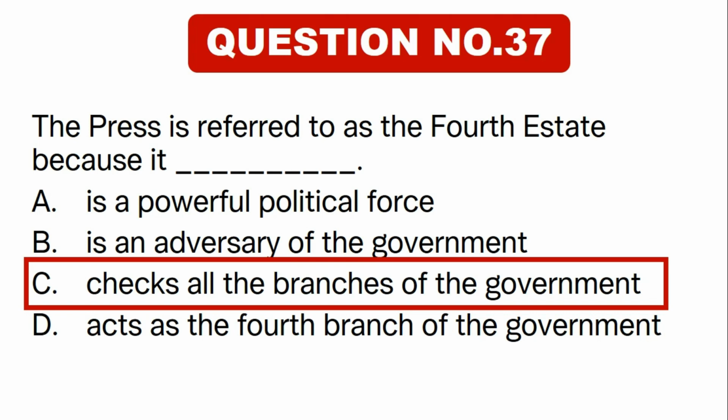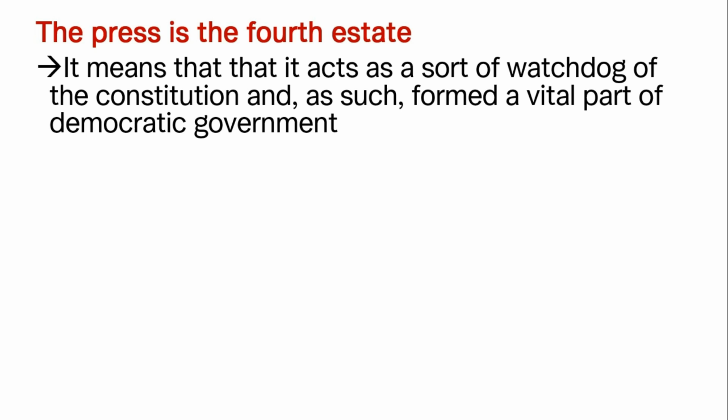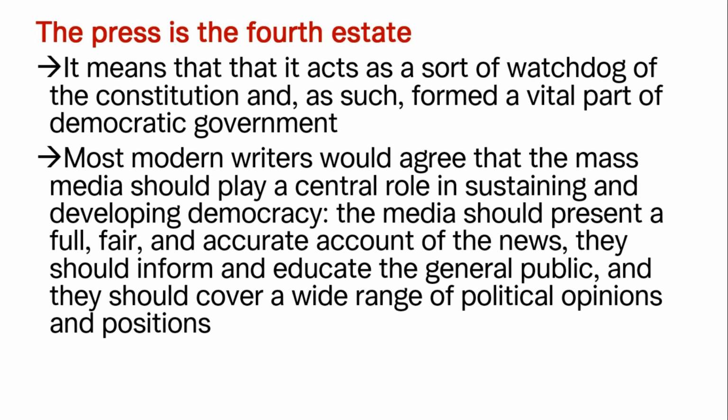Victorian writer Thomas Carlyle called the press the fourth estate. Why? It means that it acts as a sort of watchdog, a check on the Constitution, and as such forms a vital part of democratic government. Most modern writers would agree that the mass media should play a central role in sustaining and developing democracy. The media should present a full, fair, and accurate account of the news. They should inform and educate the general public, and they should cover a wide range of political opinions and positions. So it acts as a check so that government officials would not abuse their power.